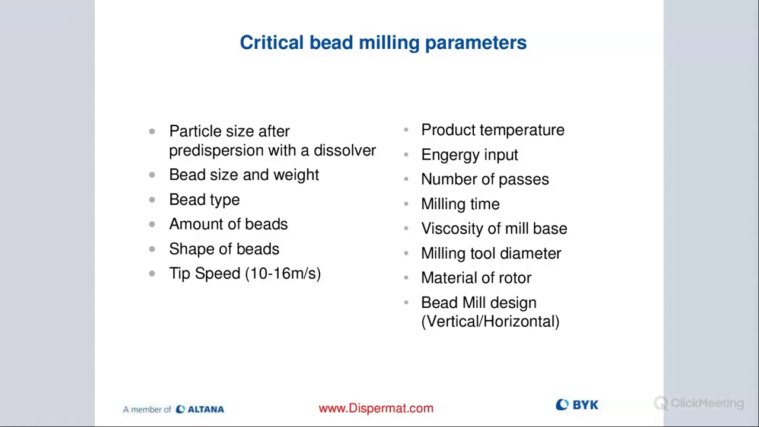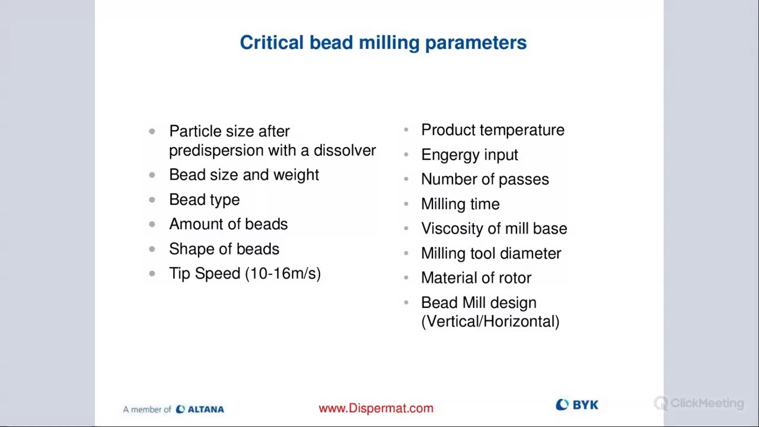So very important to remember is that the particle size after pre-dispersion with the dissolver should be 10 to 30 microns. Ideally, bead size and weight, again, due to the importance of the kinetic energy we want to put in, and the mesh size. Bead type: try to go with ceramic, not glass. There are different types of ceramic, so depending on what you're trying to mill, obviously the market is full of suppliers, and they will be glad to send out samples if you want to try different bead types.